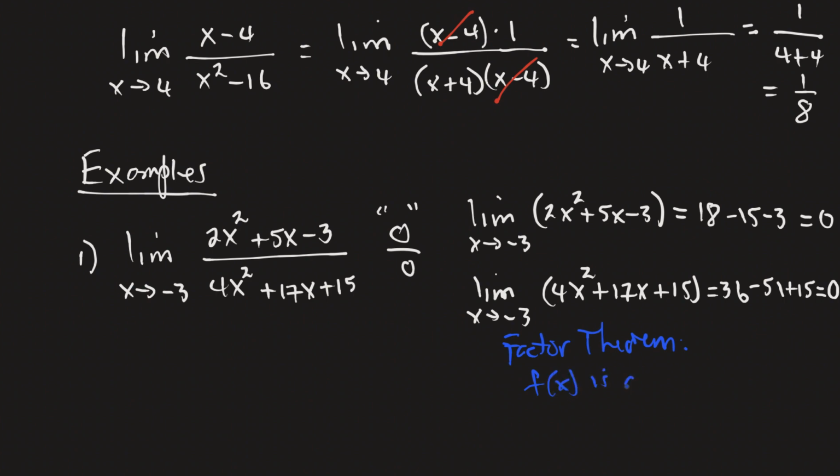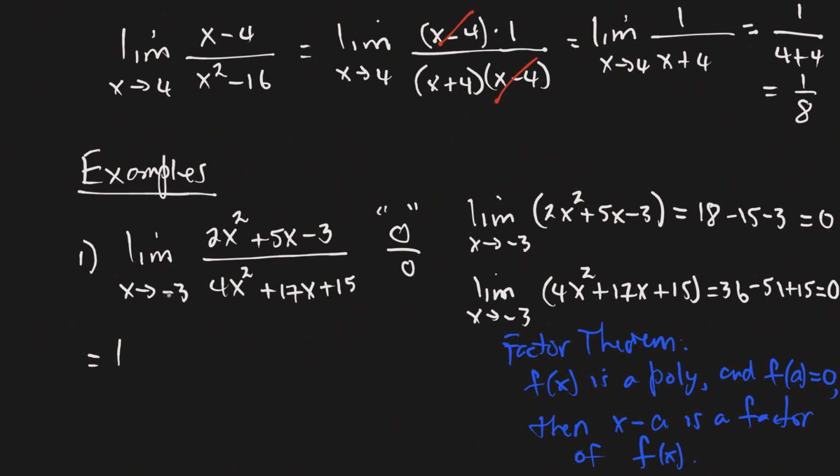If f of x is a polynomial, right, and f of a is equal to 0. So if you plug a number into a polynomial and you get a 0, then x minus a has to be a factor of that polynomial. So x minus a is a factor of f of x. Well, what does that mean? Well, here we plugged -3 into both of these, so that means x minus -3, which is the same as x plus 3, has to be a factor of both of these polynomials.